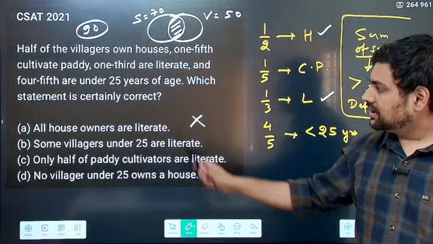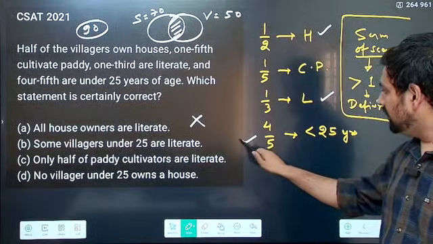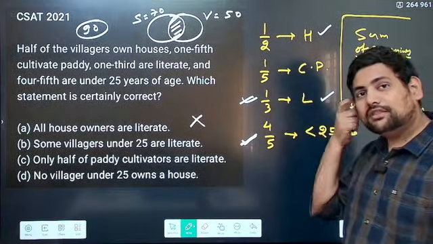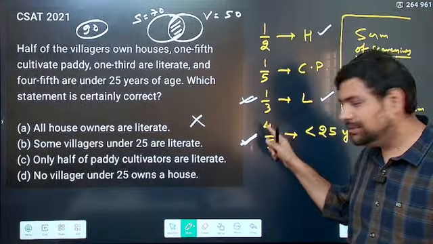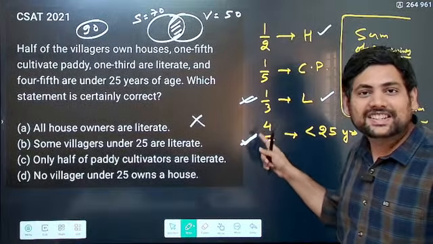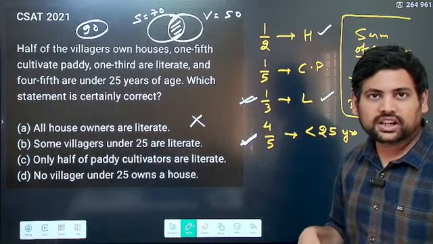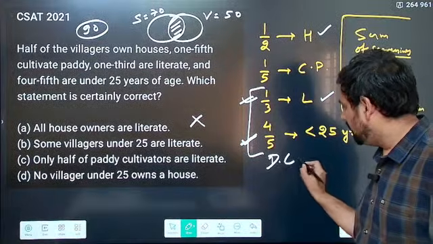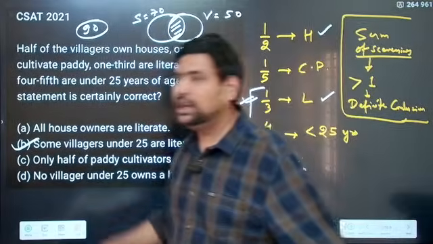Then some villagers under 25 are literate. So some villagers under 25, and literate is this. Is the sum crossing 1? 4 by 5 and 1 by 3. This is like 33%, this is like 80%, correct? So 80 plus 33 is definitely crossing 100% or 1. So this will give me a definite conclusion. And yes, some villagers under 25 have to be literate.